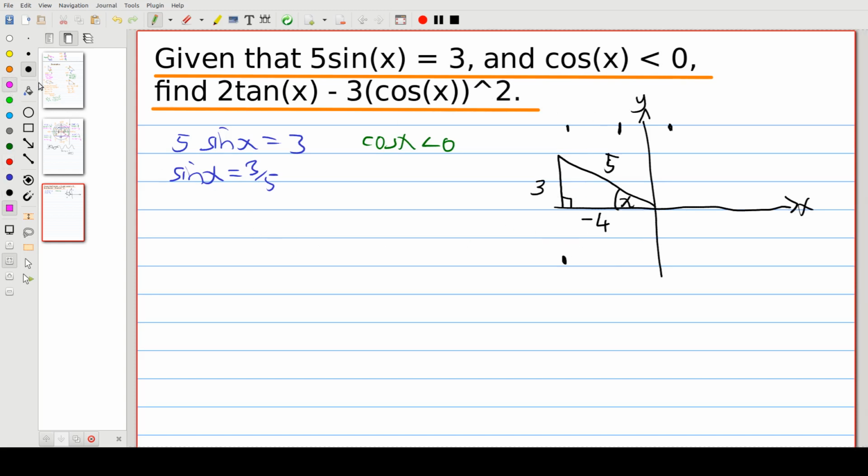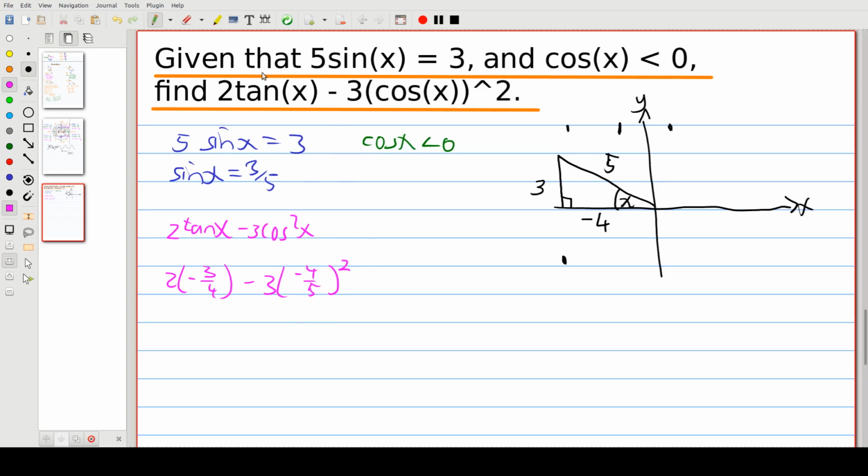So let's compute. Our question is, find the value of 2 tan x minus 3 cos squared x. So 2, and then tan x: tan is opposite over adjacent, so that's negative 3 over 4. It doesn't matter if you put the negative on top or bottom or outside to the left, either way is fine. So that's 2 tan x minus 3, and then what is cos x? Cos is adjacent over hypotenuse, so that's negative 4 over 5, and we have it squared here. Okay, so that's all we need.